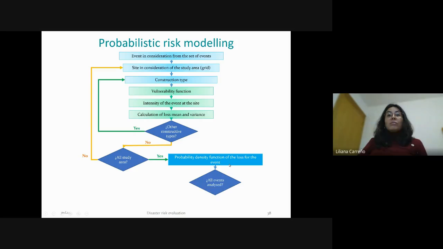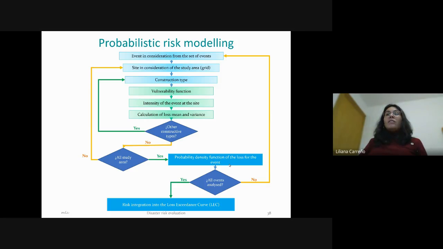Now, were all the events analyzed? If not, I have to do all this process for each of the events in our set of stochastic events. If yes, I can do the risk integration of my results for all the scenarios in a loss exceedance curve.